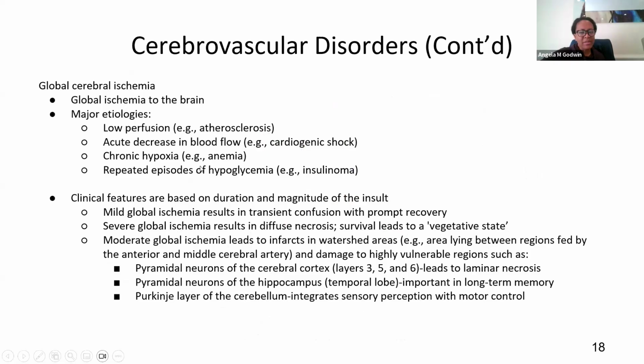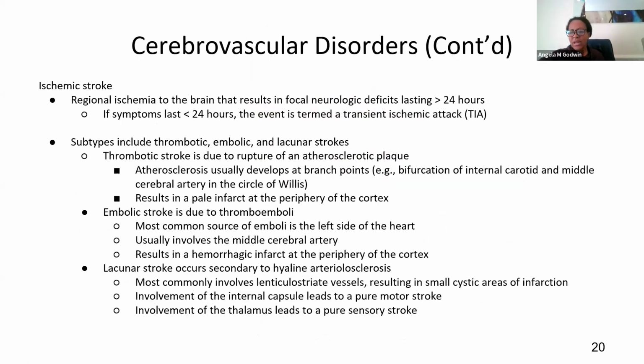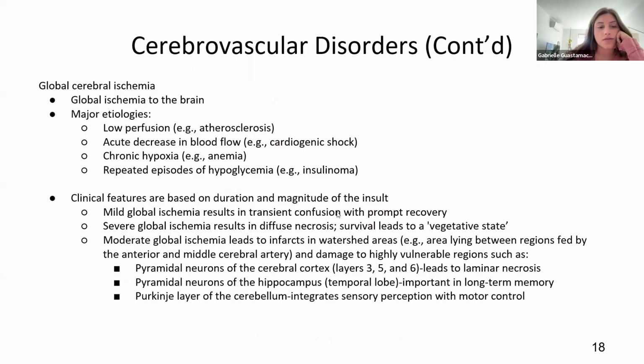I think it's just too broad to ask a question about any of these up here causing ischemia. So let me get through this slide and then I'll come up with a better type of question. You could ask a question about causes of ischemia. These are all causes of global ischemia except.